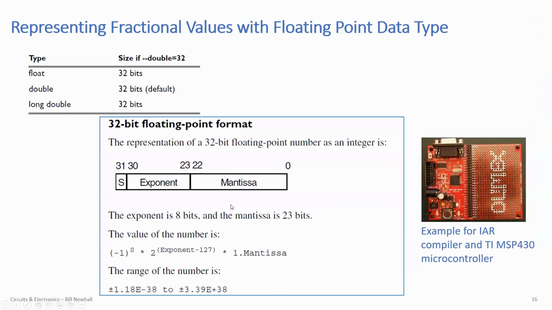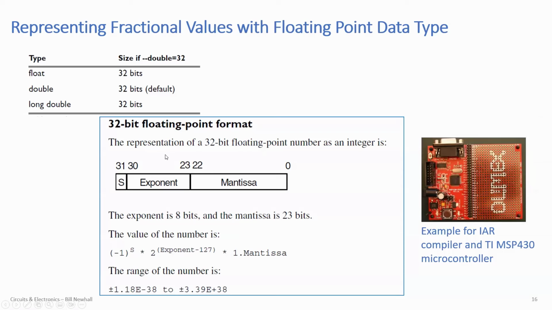For decimal values or fractional values, you use floating point. So this is an example of a different microcontroller with a different compiler. This was a Texas Instruments microcontroller. And this used floating point for data types that are float, double, or long double. In fact, these were all 32 bits for this compiler, this microcontroller.